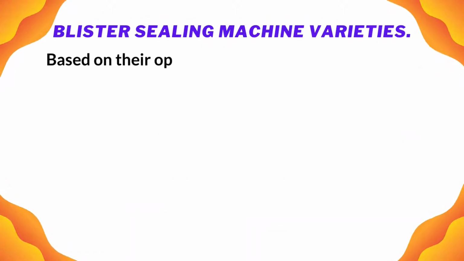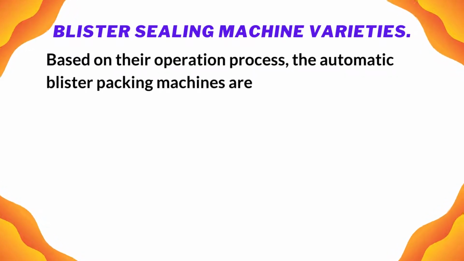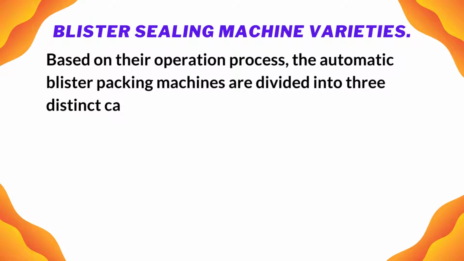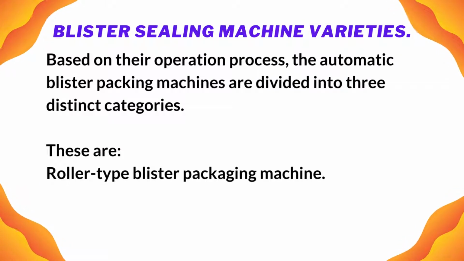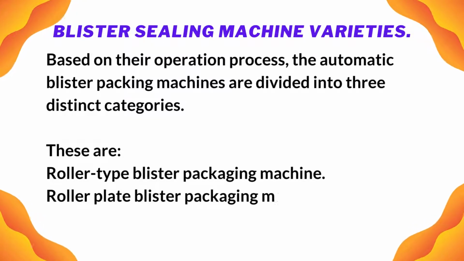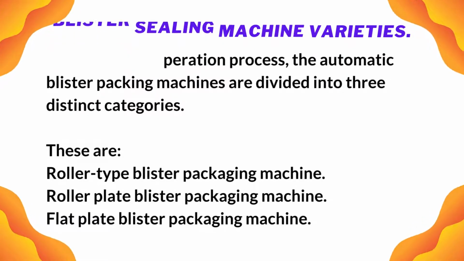Blister sealing machine varieties. Based on their operation process, the automatic blister packing machines are divided into three distinct categories. These are: roller-type blister packaging machine, roller plate blister packaging machine, flat plate blister packaging machine.